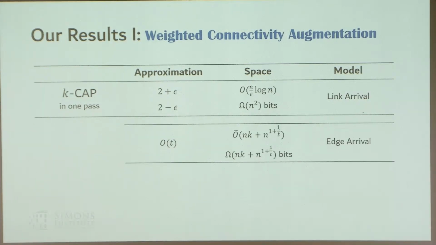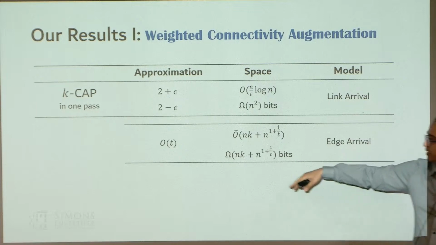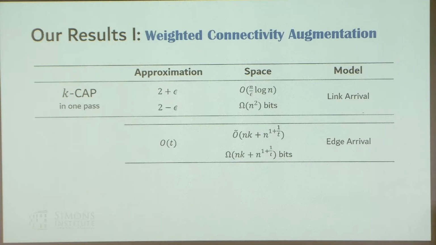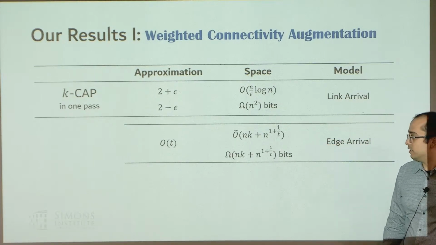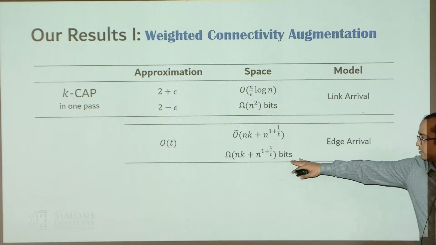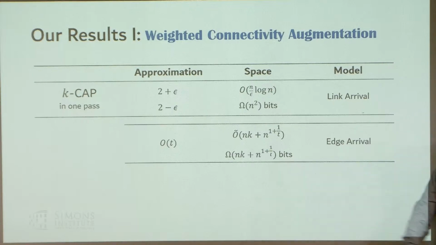So this was for the link arrival stream. For the edge arrival stream, we show that there exists an order t approximation for any integer value t that only uses order of nk plus n to the 1 plus 1 over t many edges of space. And that actually ties, in terms of the bits.